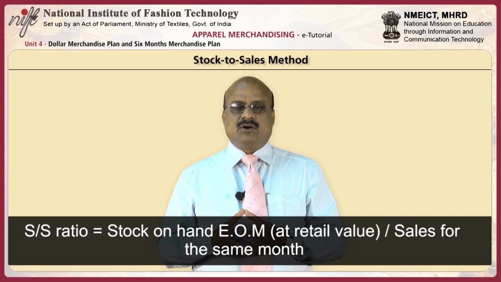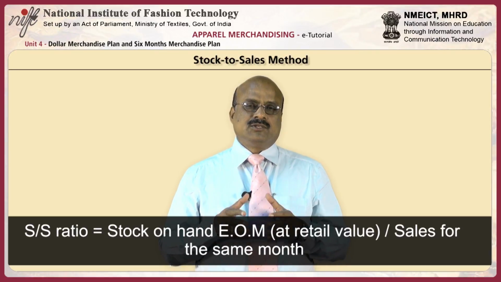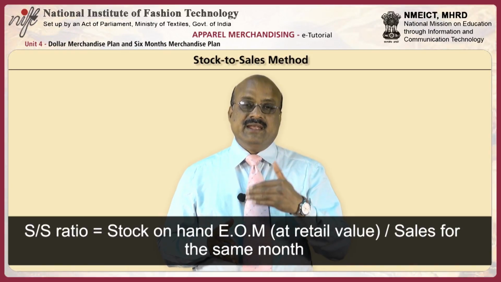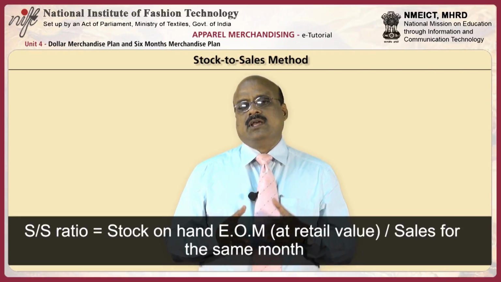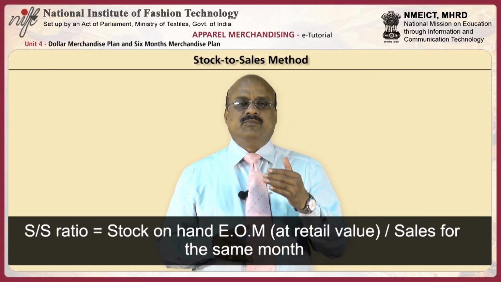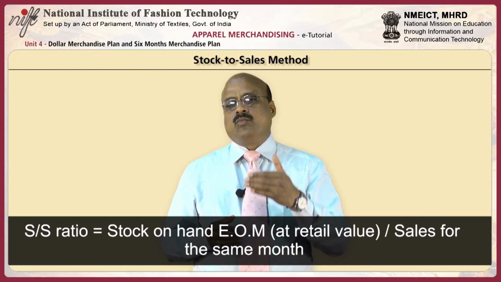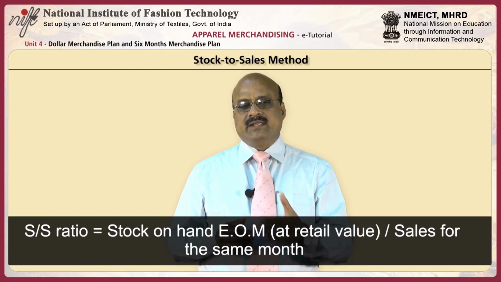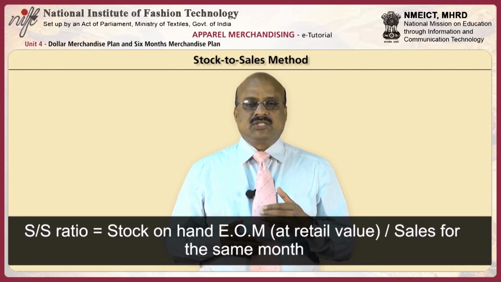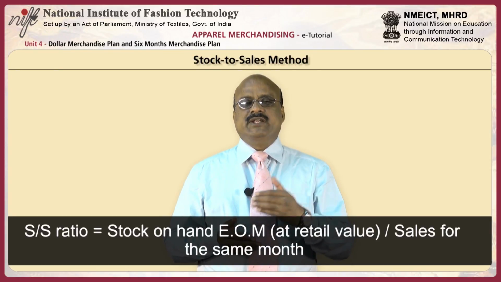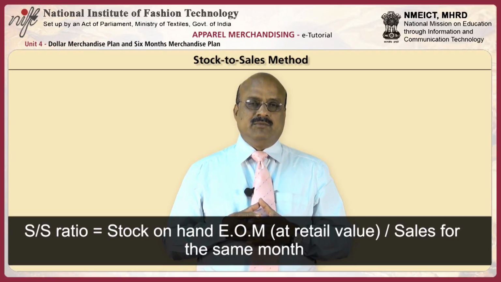When using the stock to sales method for planning stock levels, the buyer selects the stock to sales ratios that he desires each month. Desired stock to sales ratios are usually obtained by referring to previous seasons. The selected ratio is then multiplied by the projected period sales to get the desired EOM inventory levels. The stock to sales ratio also provides you with an estimate of what your inventory turnover will be.